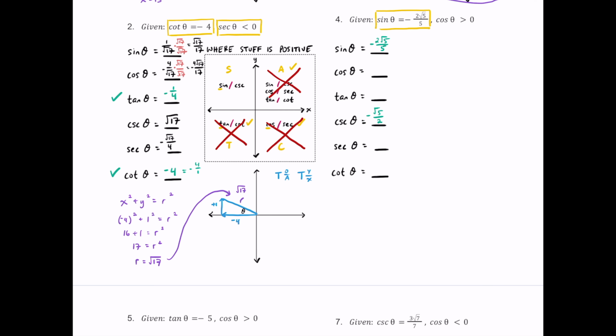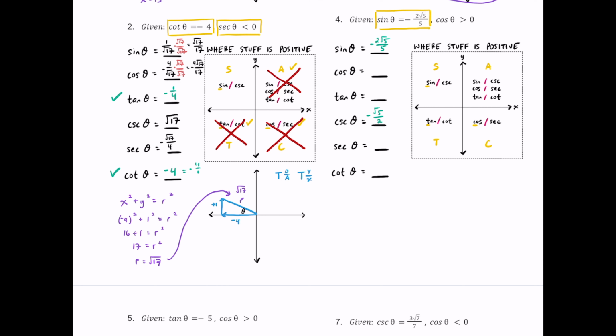So we have 2 down and 4 more to go. Let's check out where stuff is positive so we can narrow down where to draw our triangle. We know our sine ratio is going to be negative, so where is sine supposed to be positive? Sine is positive in quadrant 1 and quadrant 2, so it can't be over there. We know theta can't be in quadrant 1, otherwise the ratio would be positive, and it can't be in quadrant 2 for the same reason. So we're narrowed down to quadrant 3 or quadrant 4.